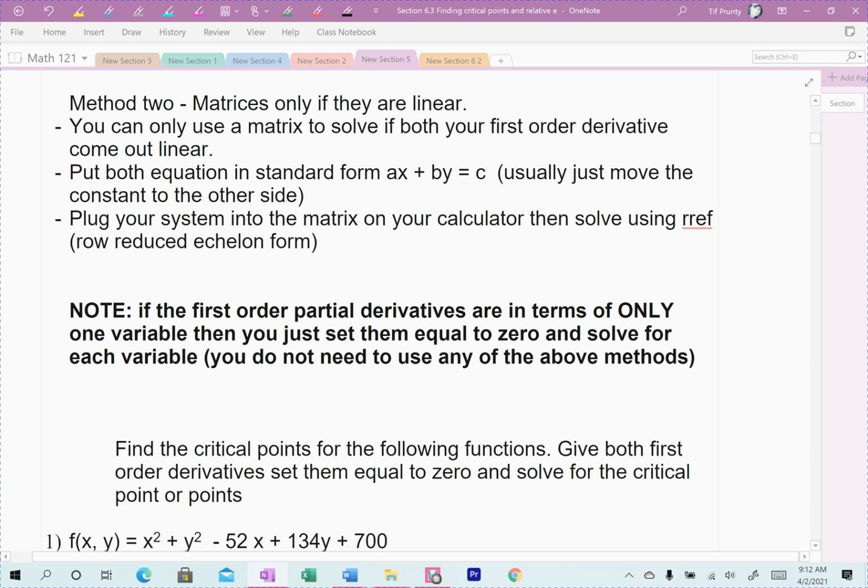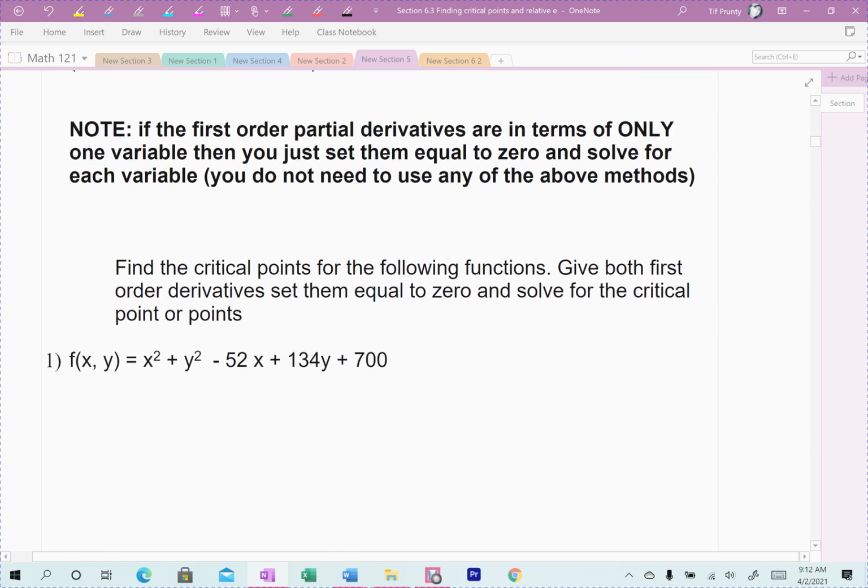Those are the two methods if we have a system of linear equations where my equations have both x and y values in them. The last little note here is if I don't have a system. This will happen, actually, my first example will be this case. If your first order partial derivatives are only in terms of one variable, so I find my first order derivative with respect to x and there are only x values, and I find my first order derivative with respect to y and there are only y values.